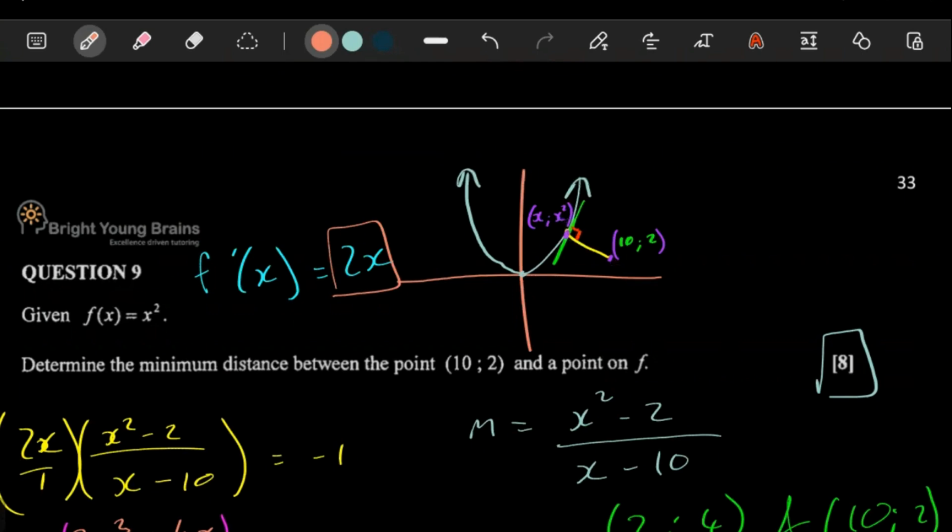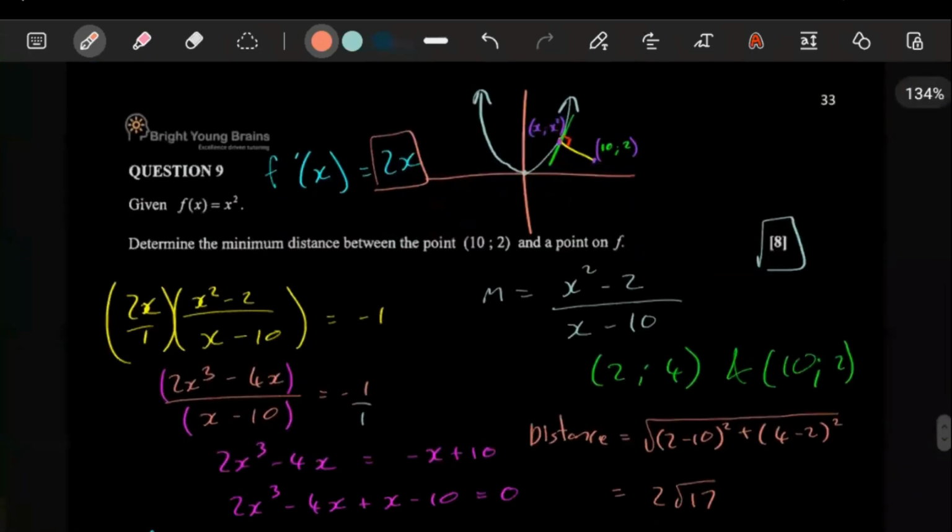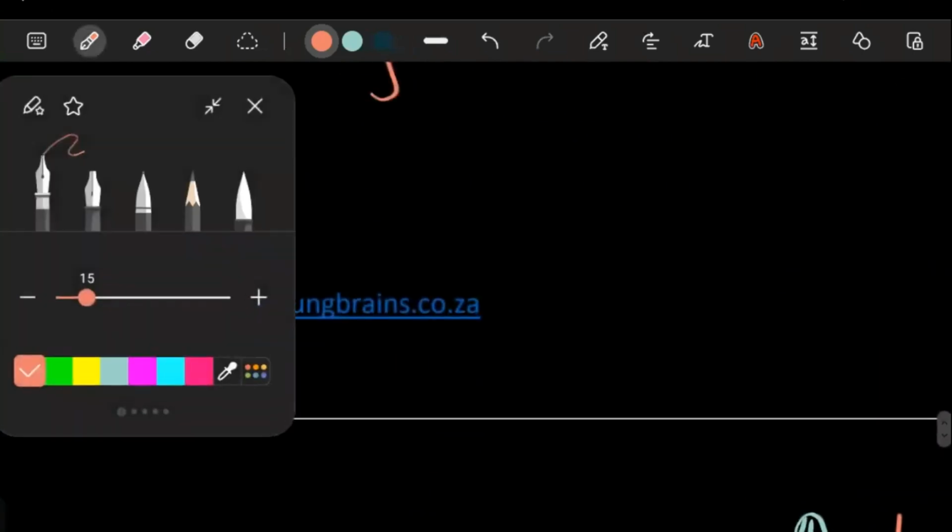So yeah, this was quite an interesting question. I think it was definitely worth 8 marks. And the more questions like these you bump into, it obviously helps in terms of your level of creativity.